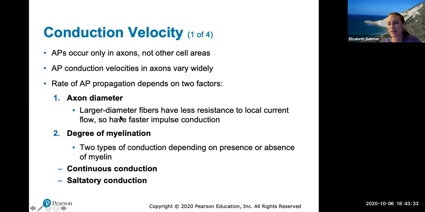So a larger diameter fiber has less resistance to any local current flow, so a large diameter axon will have a faster impulse conduction. And there's two types of conduction depending on the presence or absence of myelin. We call these two types of degrees of myelination continuous conduction or saltatory conduction. Saltatory has to do with jumping. I think in Spanish, saltar is to jump, if I remember. There are some Greek, Latin roots there, but saltatory means jumping.